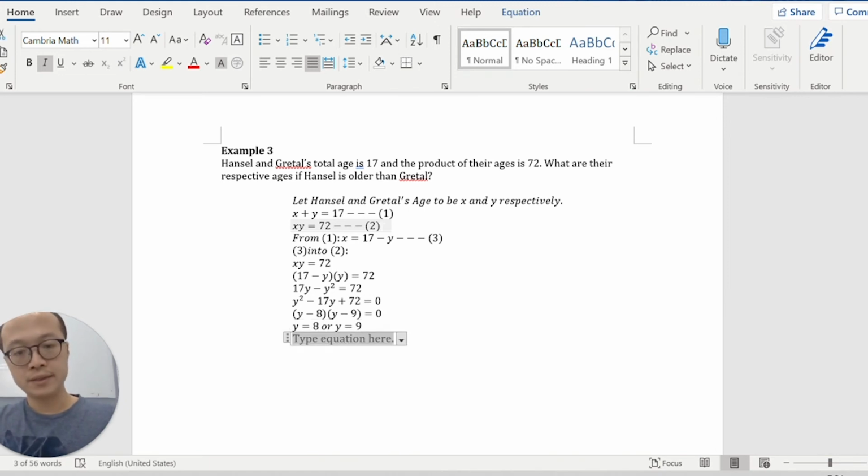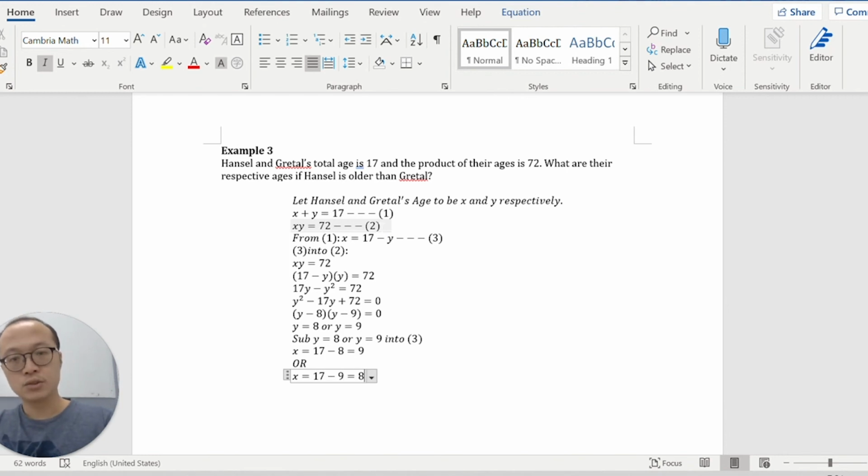Now that being said, we have to sub these items, y equals to 8 or y equals to 9, into equation number 3, for which we get x is equals to 17 minus 8, or that will give me 9, or x is going to give me 17 minus 9, which is going to give me 8. So which of the two do we accept and which one do we reject?